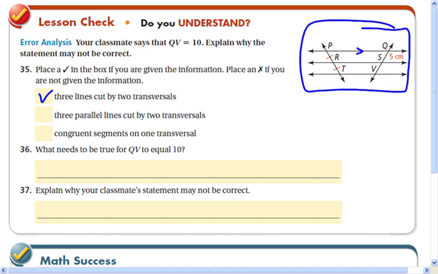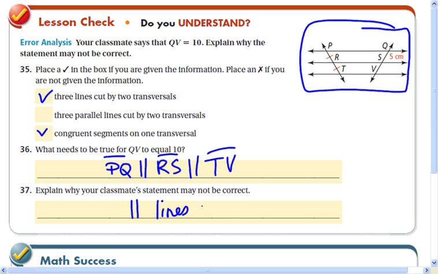We would need this given. So we can't really say that. So we're going to not put a check there. Put a check there. What needs to be true for QB to equal 10? We would need PQ parallel to RS parallel to QB. And so the classmate statement may not be correct, because parallel lines are not given.